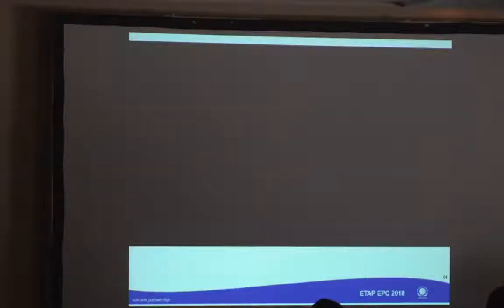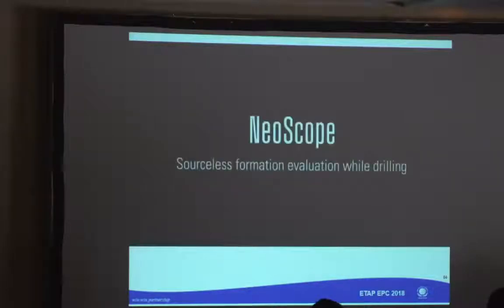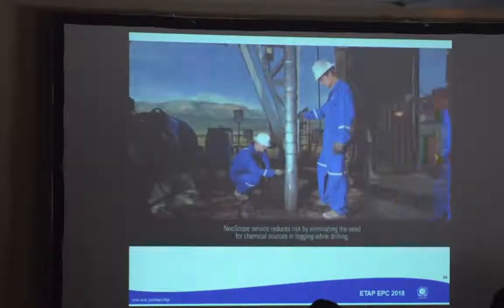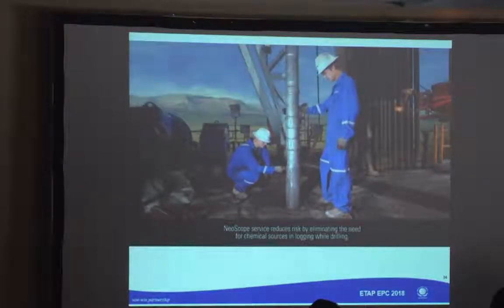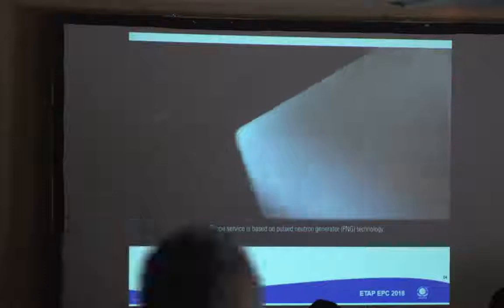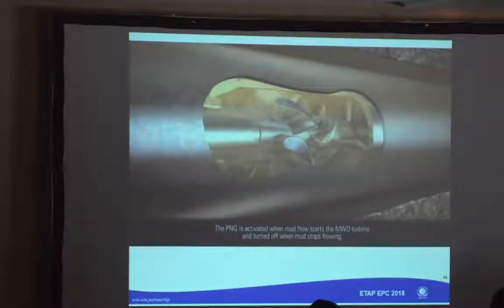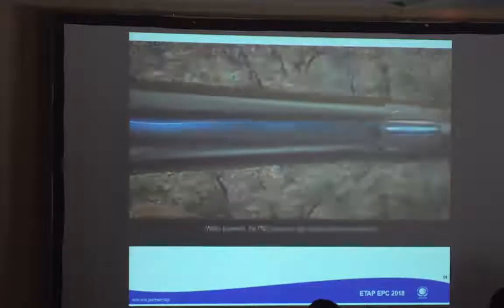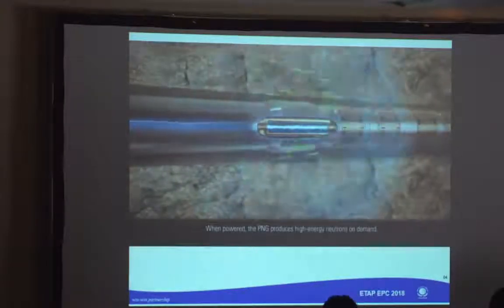So we see just a short video about this new technology. Here we don't have a need to use the chemical source, and no problem handling or transporting the chemical source. Once the tool is in the hole and the turbine is activated, the mud will flow. And once the mud flows, the PNG, or pulsed neutron generator, is activated, and fast neutrons will be emitted in pulses.